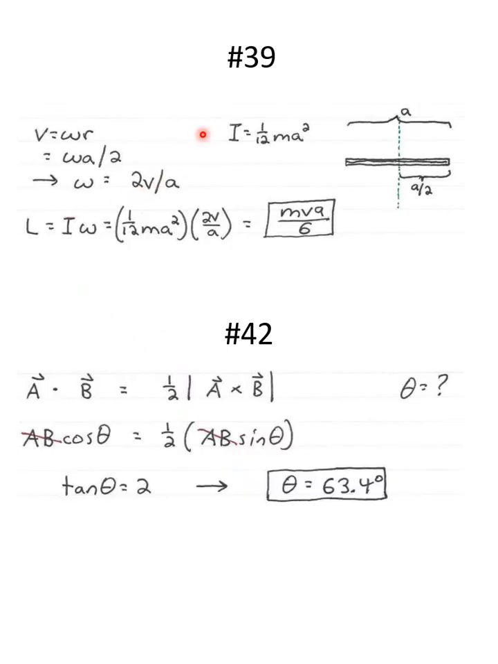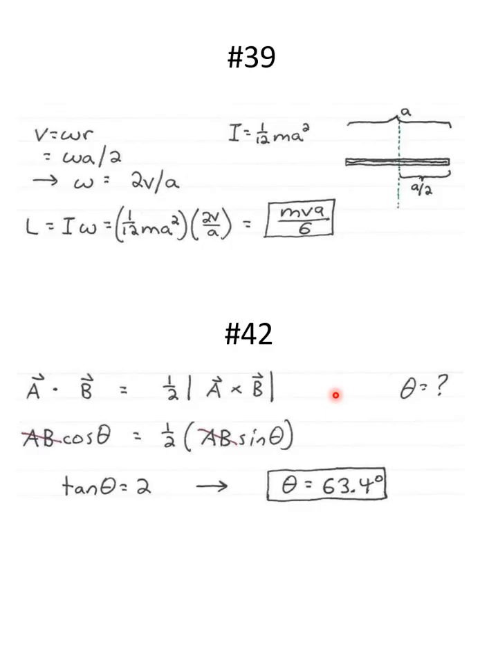And now we have rotational inertia I, we have omega. Let's plug those in together. Angular momentum, I times omega, is 1/12 m A squared times 2v over A. Clean that up, simplify it, and you get mvA divided by 6.